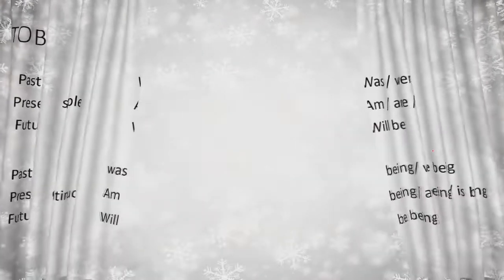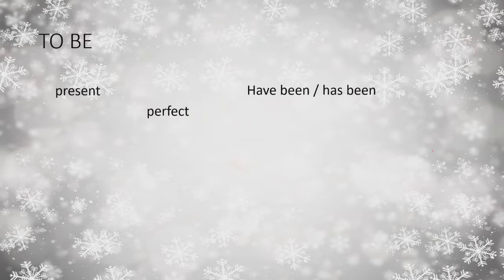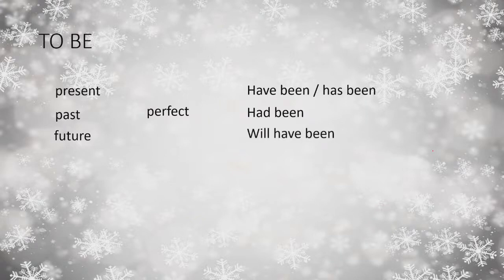Now we move to the perfect. In the present perfect tense, the verb to be has two forms, have been and has been. In the past perfect tense, the verb to be has one form, which is had been. In the future perfect, the verb to be has one form, which is will have been.